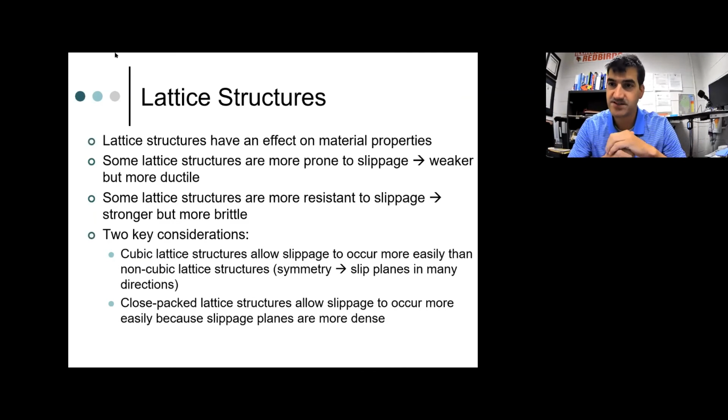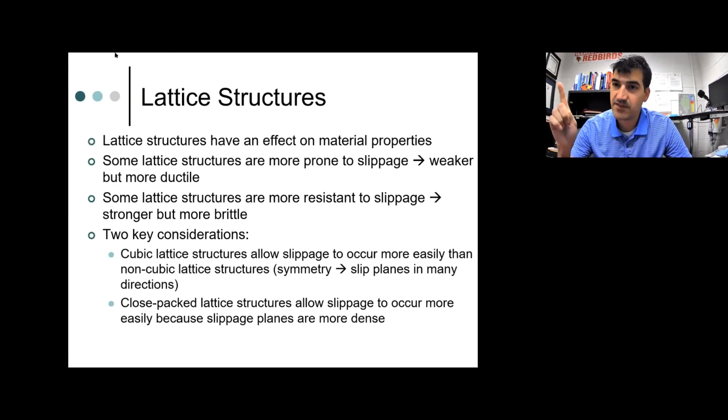So if you get cubic structures, they tend to allow slippage or plastic deformation more easily than non-cubic lattice structures because of symmetry, because the cubic lattice structures have more planes of symmetry. All right, so that allows slippage to occur more easily. So think about what that means for us in our 4 basic lattice structures.